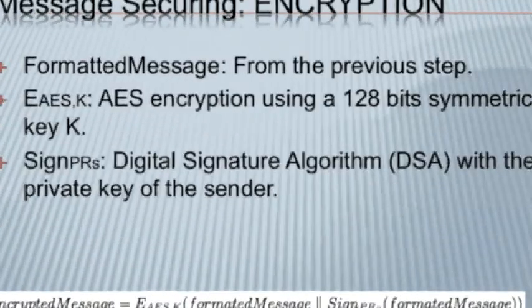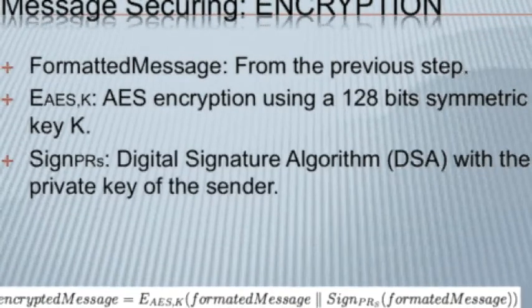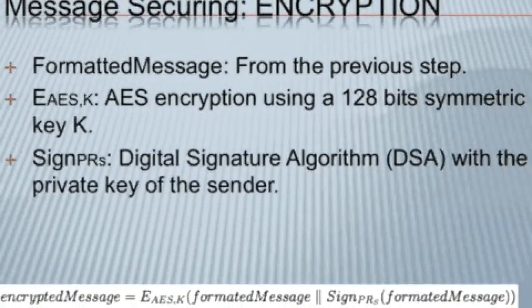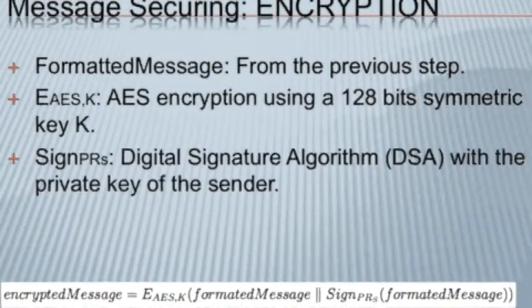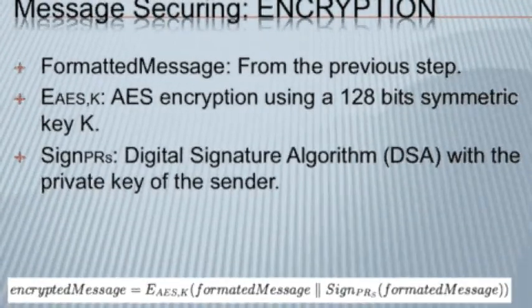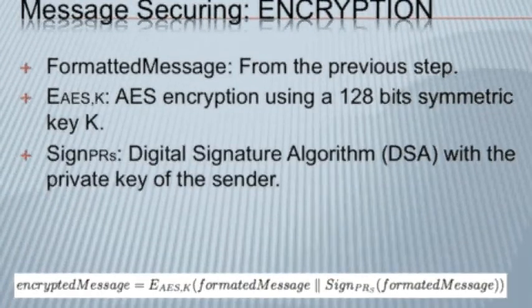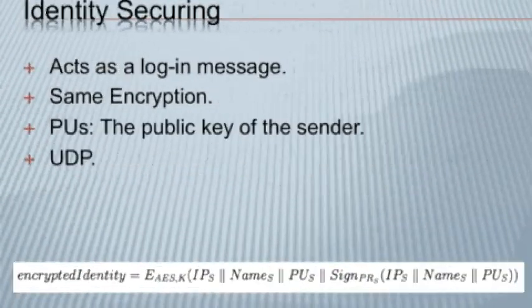The next step is to encrypt the formatted message from the previous step. We first generate a signature using the DSA algorithm with the private key of the sender. This signature is then concatenated with the formatted message, and the resulting string is encrypted with the AES algorithm with a symmetric key shared between the users.